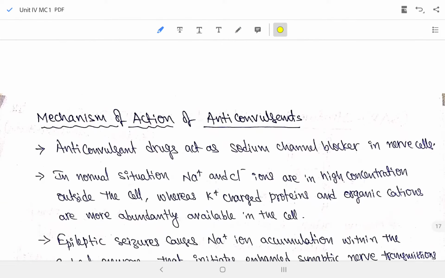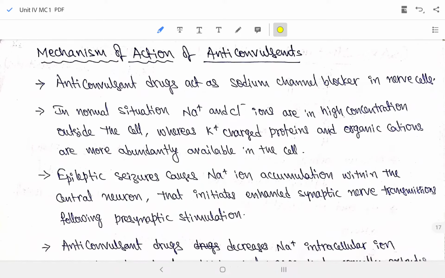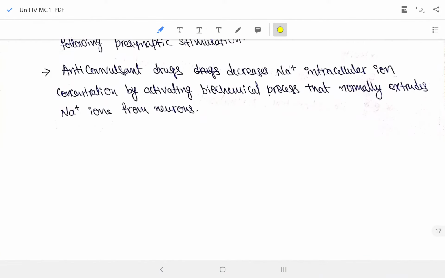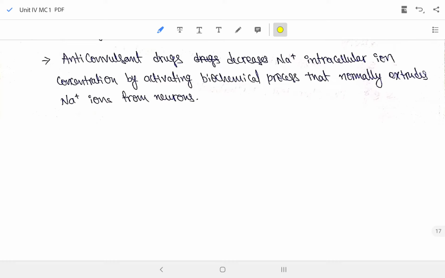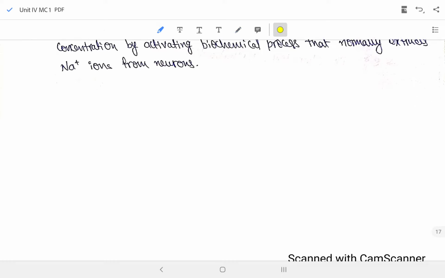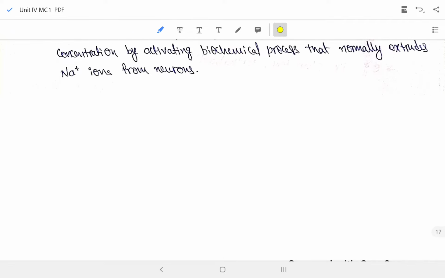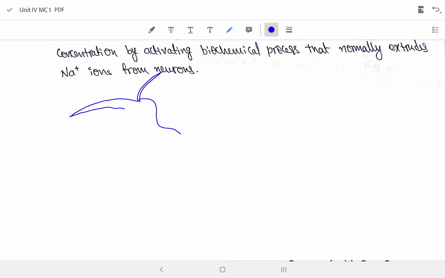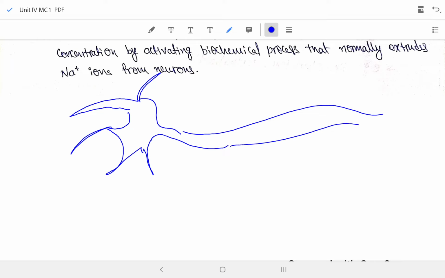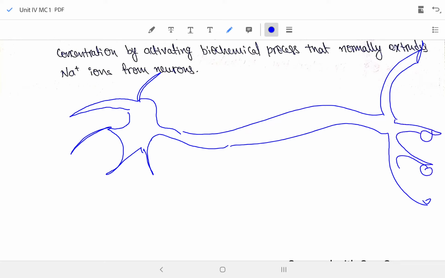So the last topic is that we need to know the mechanism of action of anticonvulsants. Usually what happens? A normal neuron conducts the signal on a stimulus. Let us say there is a signal and the neuron is a cell. So I am roughly drawing the diagram of a neuron, and you know them very well. So this is the nucleus and all.